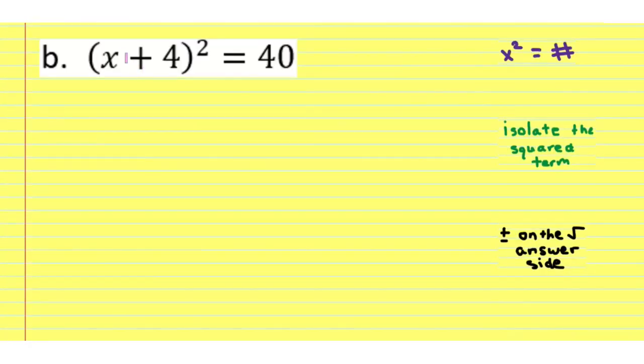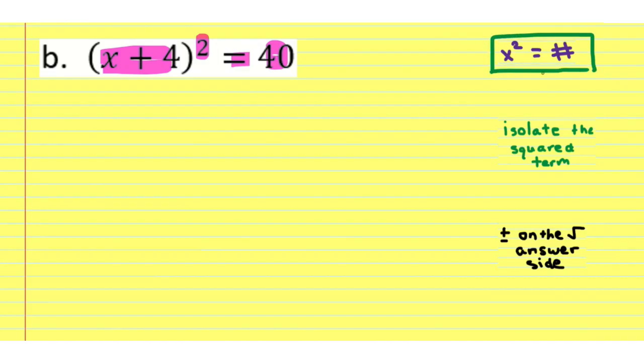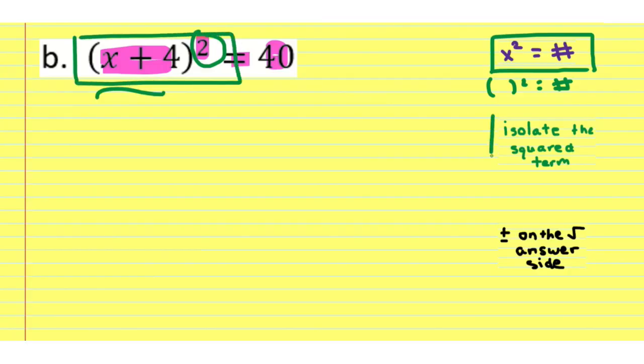Our next problem says that we have x plus 4 quantity squared is equal to 40. Our normal setup is x squared is equal to some number, and this alerts us that we can use the square root method. This is an expression that is squared, but we can solve it exactly the same way. So an expression squared equal to some number, we can still use the square root method. It's the same process. Well, we've already isolated, like this is only the expression squared. It's already isolated, right? So we don't have to do any extra work.